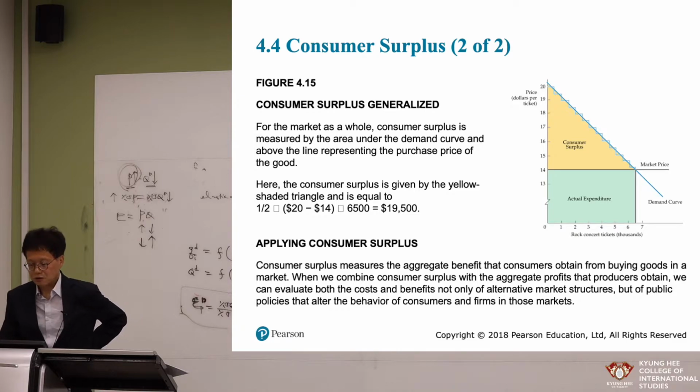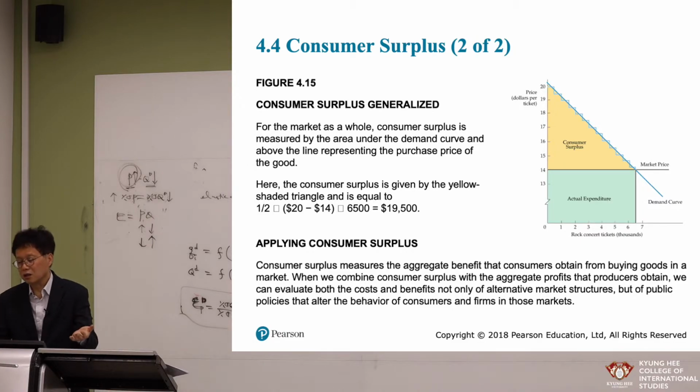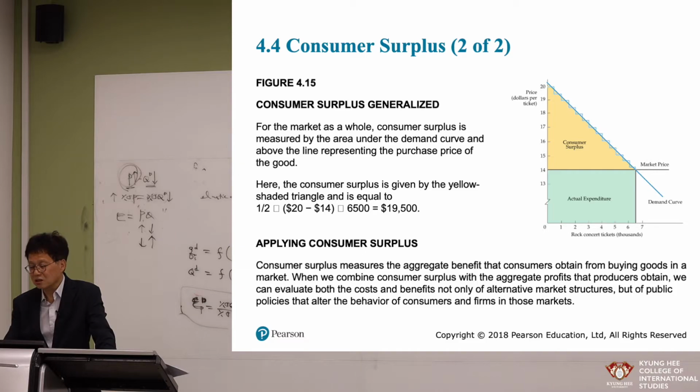Okay, consumer surplus generalized. For the market as a whole, consumer surplus is measured by the area under the demand curve, the marginal utility curve, and above the line representing the purchasing price of the good, the market price. That is consumer surplus. Your total increase in happiness, your increase in utility, is this one plus this one plus this one. But the actual payment to purchase this beer is this one. So this one is consumer surplus.